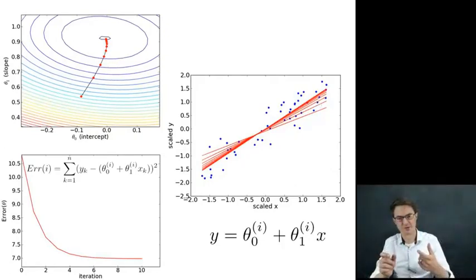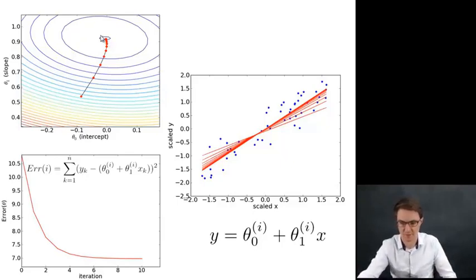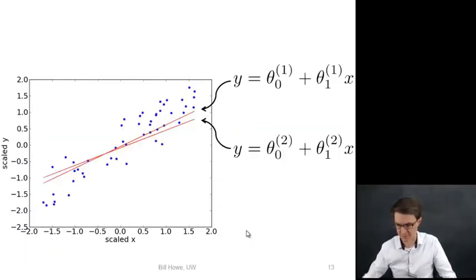until we decide that it converges. When the difference between the error in iteration i and the error in iteration i plus 1 is less than some threshold, then we decide that it's converged. And in this case, it looks like it did pretty well in that it got what we see as the minimum here. And this line looks like it describes the data pretty well, which we can see on the next slide.